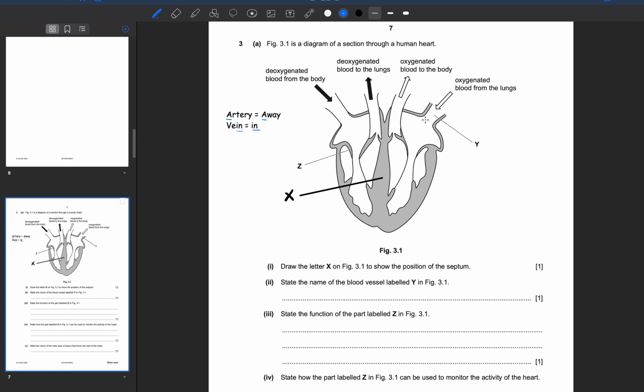It has already been made easy for me and the arrows are drawn, so this is blood entering the heart. So is it an artery or a vein? It's a vein. So this is a vein connected to the lungs, so it's the pulmonary vein. So the name of the blood vessel Y is the pulmonary vein.